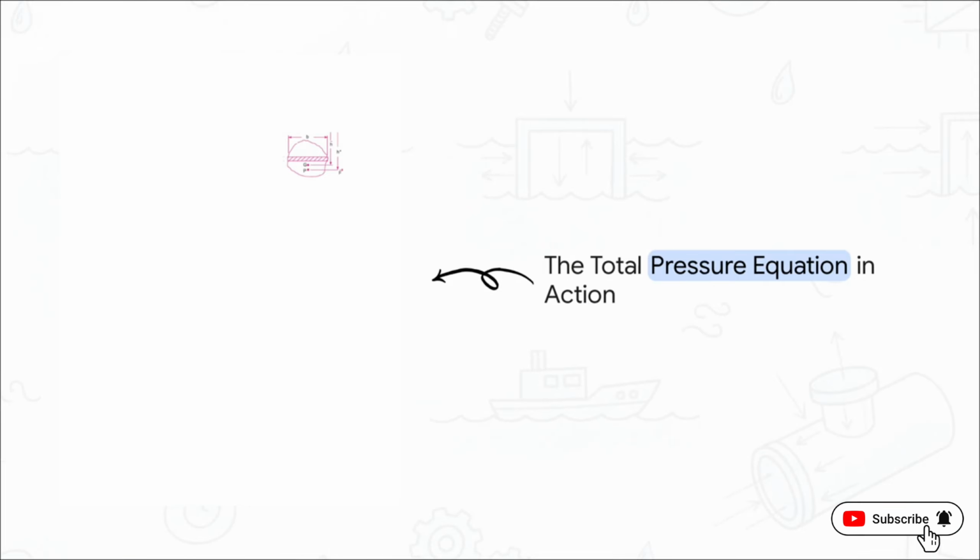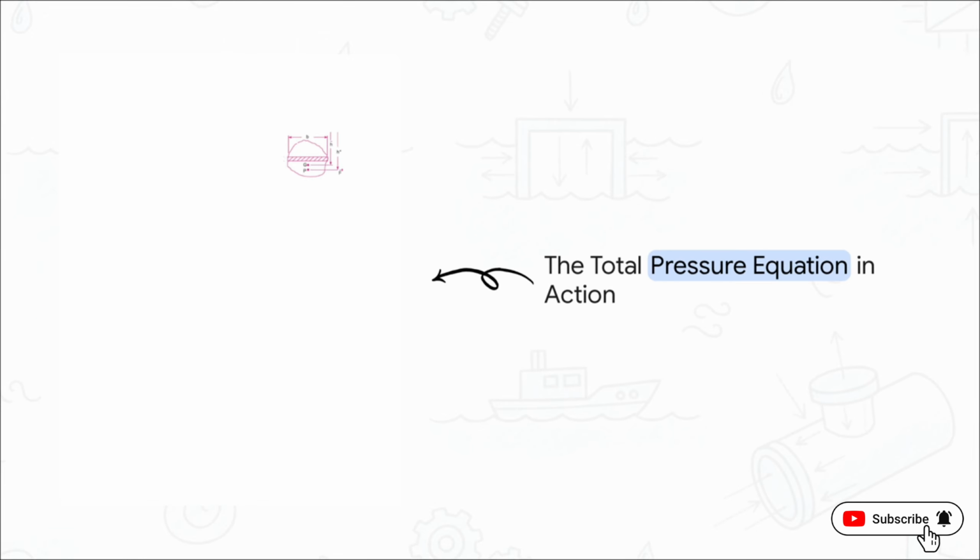Moving right along to Section 2, calculating total pressure. Now, knowing the direction of the force is great and all, but engineers need hard numbers, right? They need to know the magnitude. So, imagine a completely flat, irregularly shaped plane that is totally submerged underwater. There are two really important points to think about here.